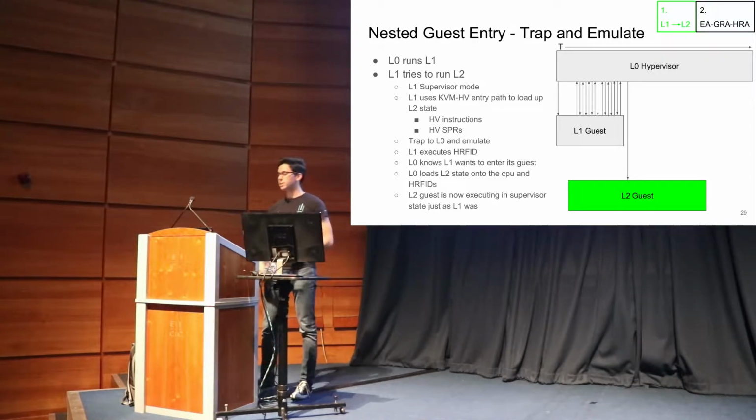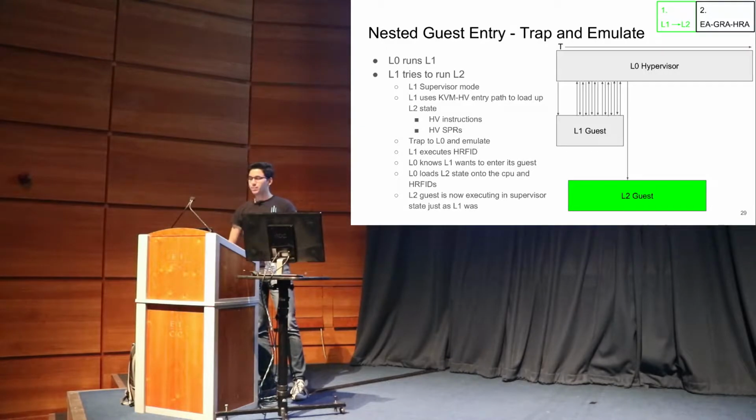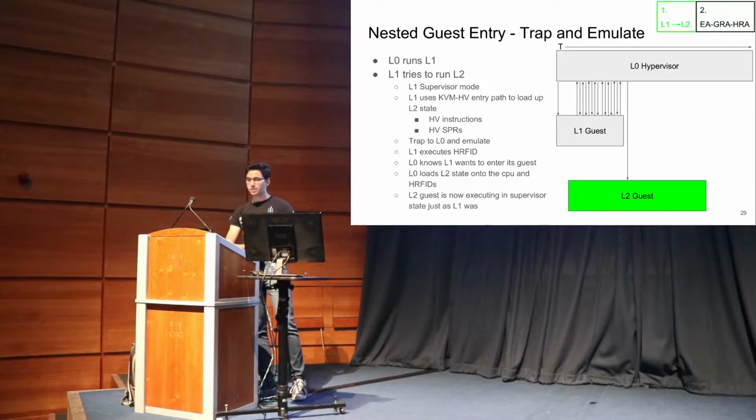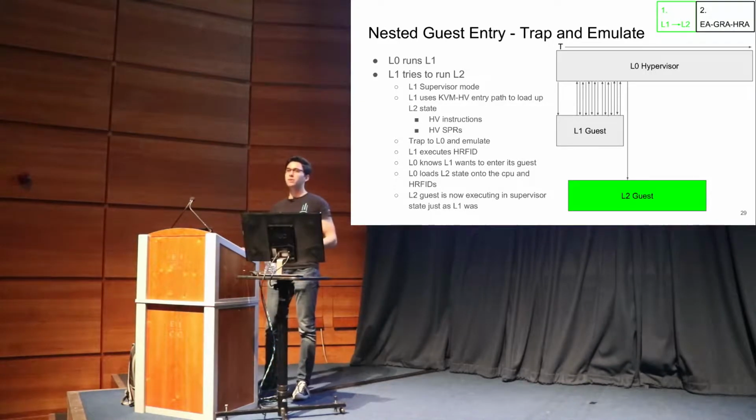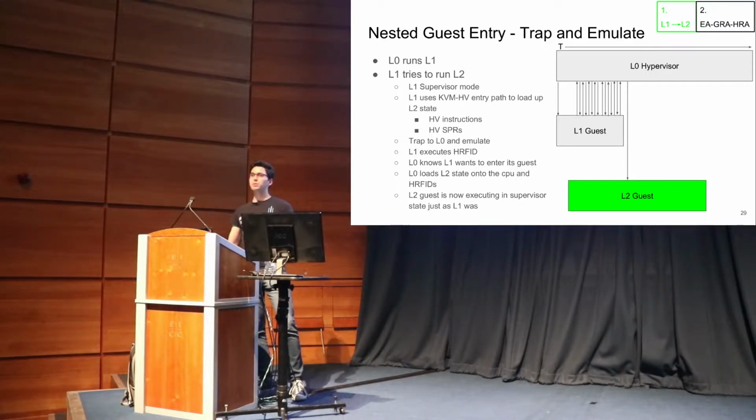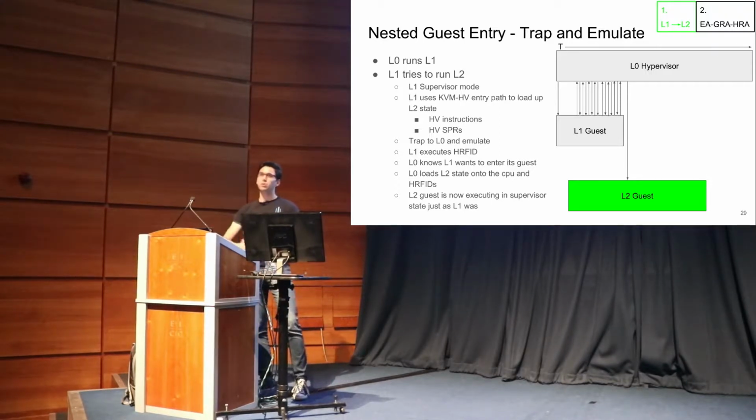And remember, level 1's in supervisor mode here. So it's going to use the same KVM entry path to try and load up its level 2 state, which involves accessing hypervisor SPRs and using hypervisor instructions, which are going to trap to level 0 and need to be emulated, hence why I've called this the trap and emulate approach.